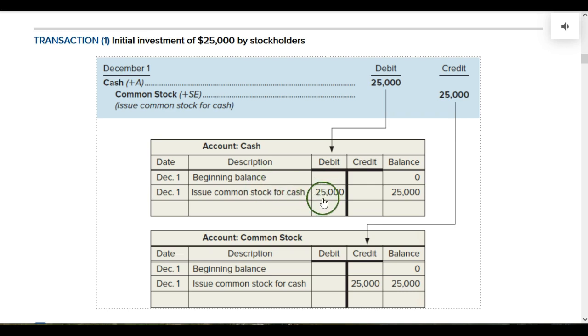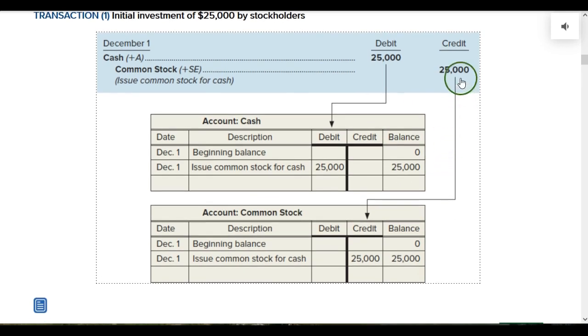So we're going to debit cash $25,000. That's the new balance. You can see this T. That's why accountants call these T accounts. The debit side, credit side, and this is just an account balance out to the right. For the common stock account, you have a separate account. We are increasing it with a credit, so you put it down here as a credit. And the new balance, you went from 0 to $25,000.